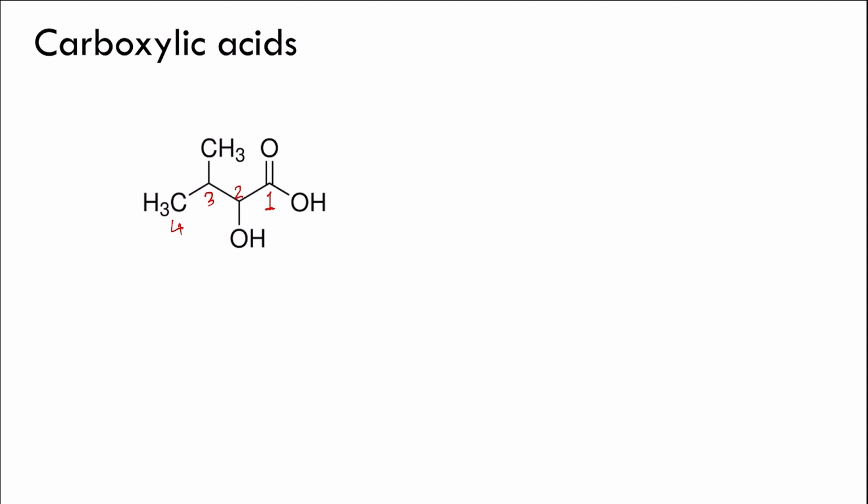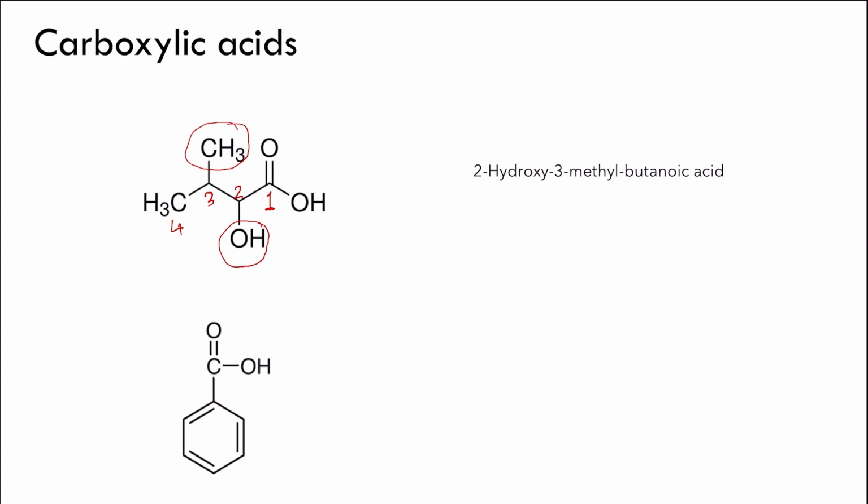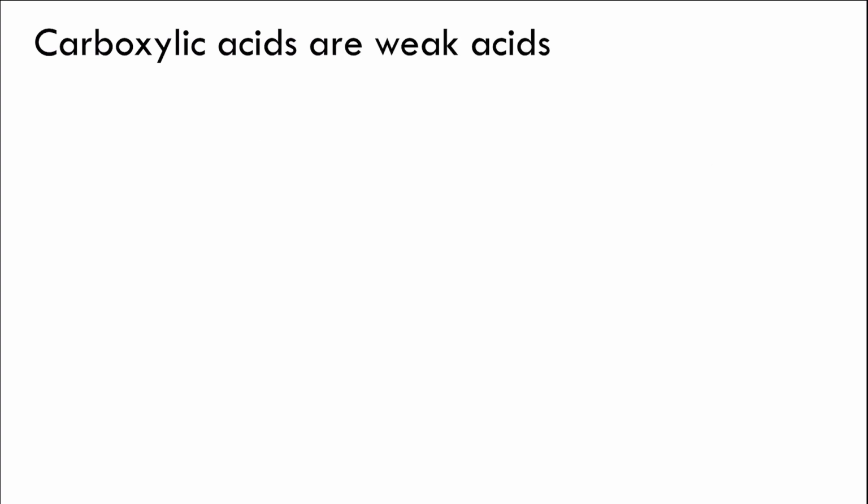And then look at the substituents. We have a hydroxyl group on carbon number 2, and we have a methyl group on carbon number 3. So the overall name is going to be 2-hydroxy-3-methylbutanoic acid. A carboxylic acid which has the benzene ring and the carboxyl group is called benzoic acid.